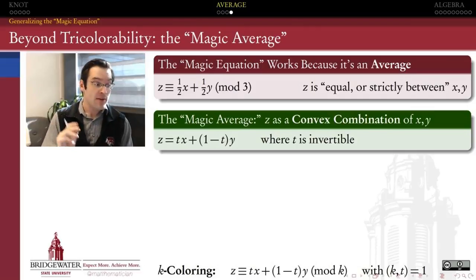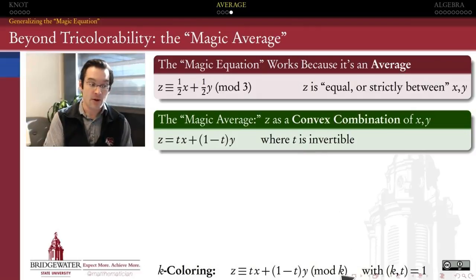magic average. The magic average has the power to now discover not just 3-colorations, as we did a moment ago, but k-colorations for any value of k greater than or equal to 3. Z is equal to tx plus (1 minus t)y, with the arithmetic done over Z mod k. This is going to give me the same magic property, that either x, y, and z are all the same, or x, y, and z are all different. And it's going to do that as long as t is invertible in Z mod k.